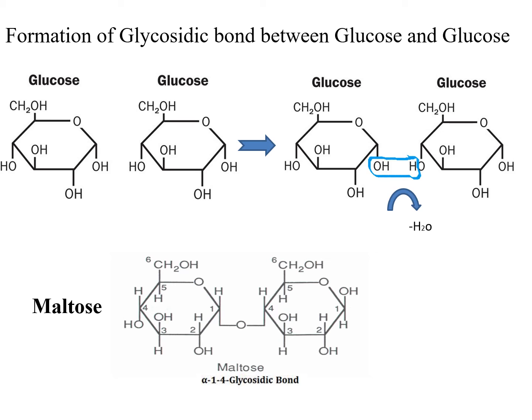Coming to the glycosidic bond between glucose and glucose in the case of maltose. Here both are alpha glucose moieties, and again by removal of water, a condensation reaction, it can form maltose. The bond is an alpha 1,4 glycosidic bond.